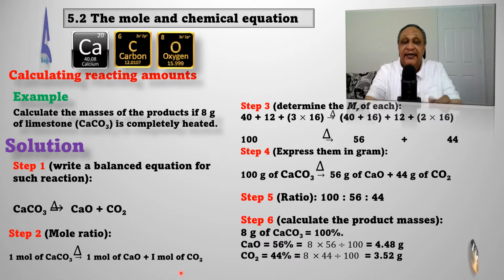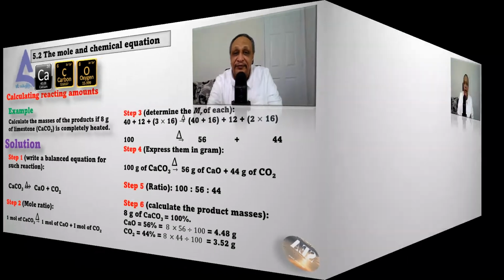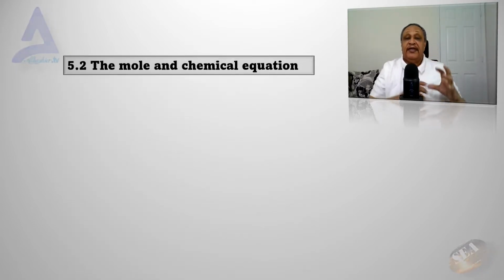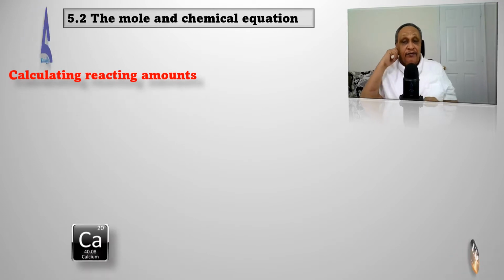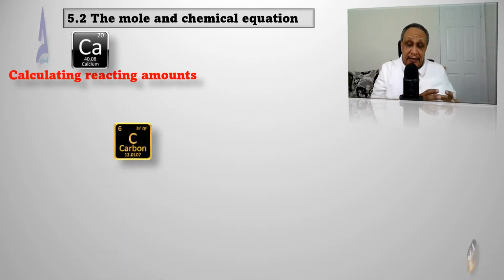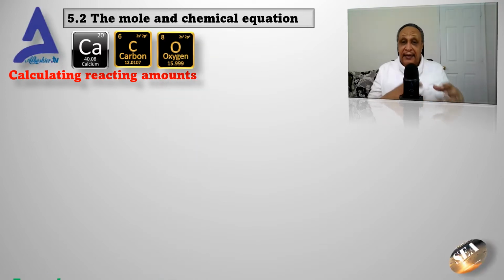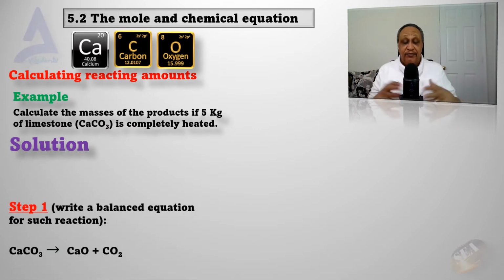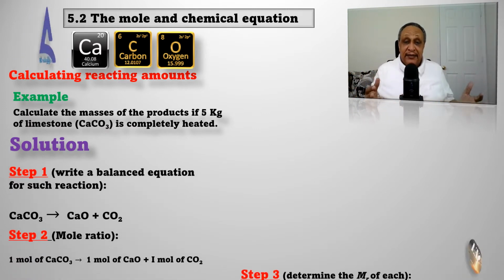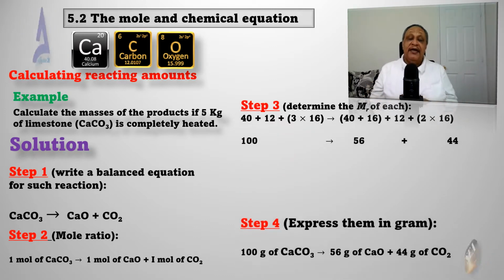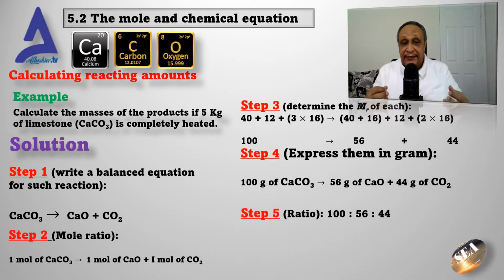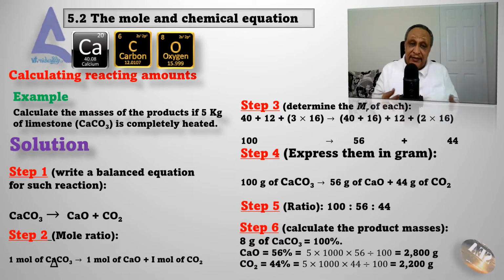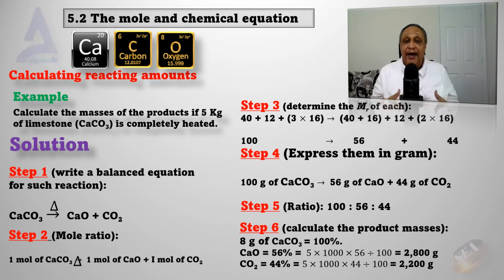Go for the second one. In our previous example, we used only 8 grams, a small amount, of calcium carbonate, the limestone, and we said that it's going to be burned to the maximum, completely, and then we asked how much the masses are going to be. Now we are going to increase this one in order to know how we can deal with it.